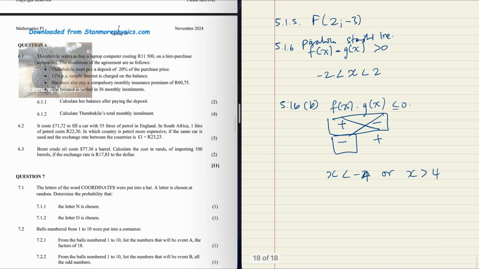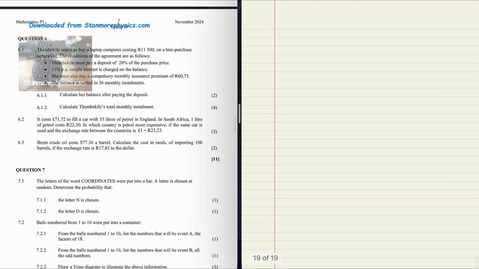Now let's take a look at question number 6. Tembekile wants to buy a laptop computer costing 11,500 Rand on a hire purchase agreement. The conditions of the agreement are as follows. Tembekile must pay a deposit of 20%.